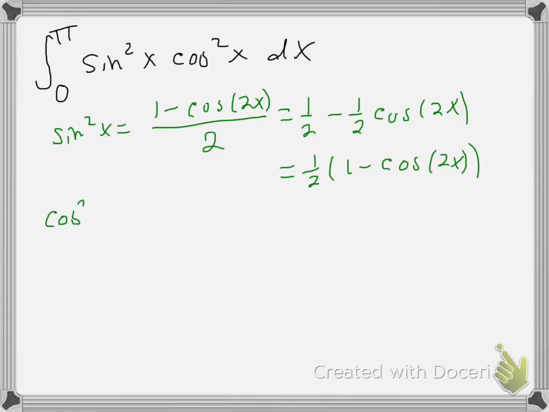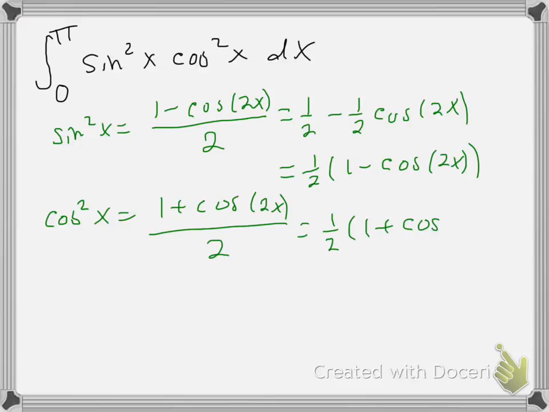For cosine squared of x, the power reducing formula is going to be 1 plus the cosine of 2x over 2, which again becomes 1/2 times 1 plus the cosine of 2x. So let's use these two formulas to evaluate what this integral is going to be.